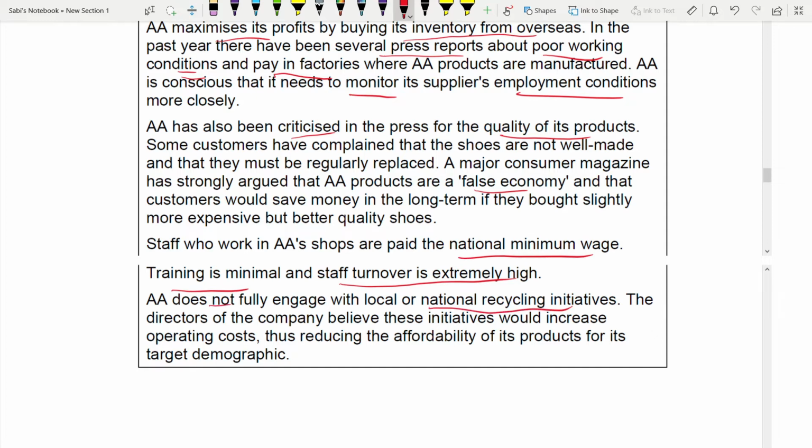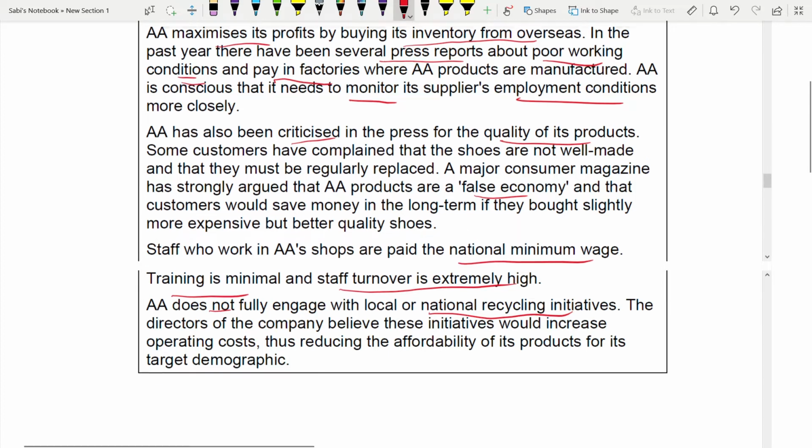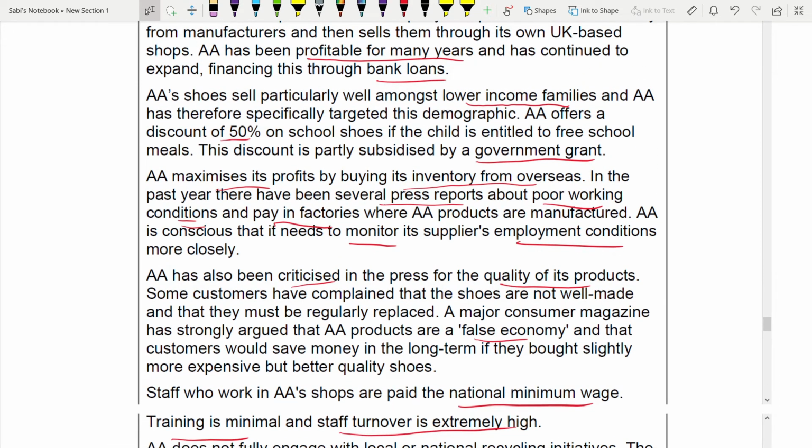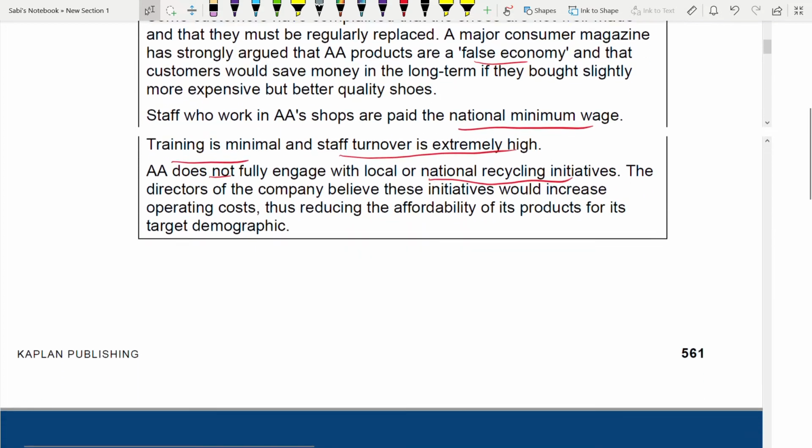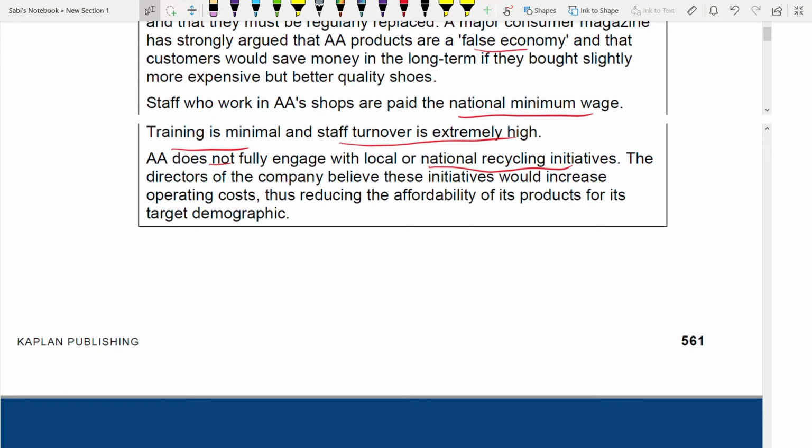Okay, and the director believes that taking these initiatives, for example, to recycle and to train your staff, is costly. Because of that, your operating cost will increase. That means if your operating cost increases, you cannot sell at a lower price to your target demographic, because your target demographic is what? Lower income families. To sell at a lower price, your cost has to be low. But if you take this initiative to train your staff and to recycle, it's costly, right? So that's what the director feels.